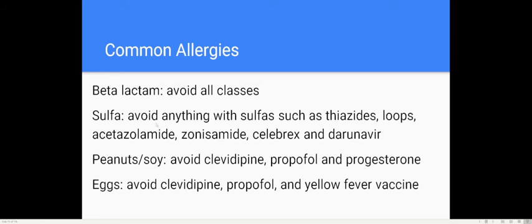Sulfa, always avoid it. Some examples are thiazides, loop diuretics, acetazolamide, zonisamide, Celebrex, and darunavir. So if you see a sulfa allergy, avoid any of these drugs. These are probably the most common ones you'll see.